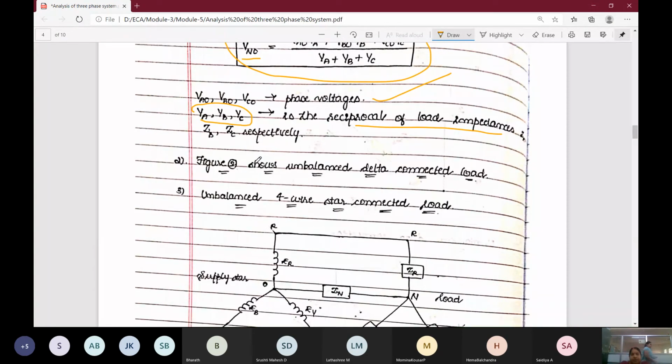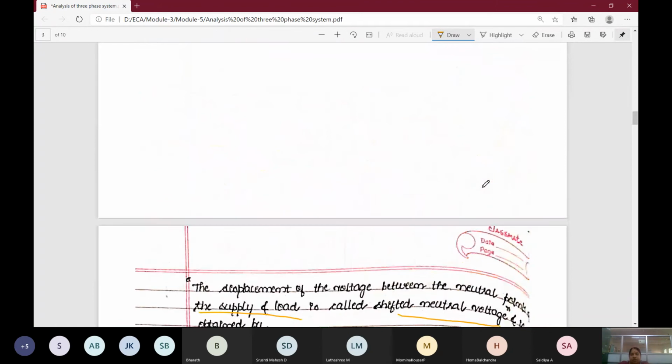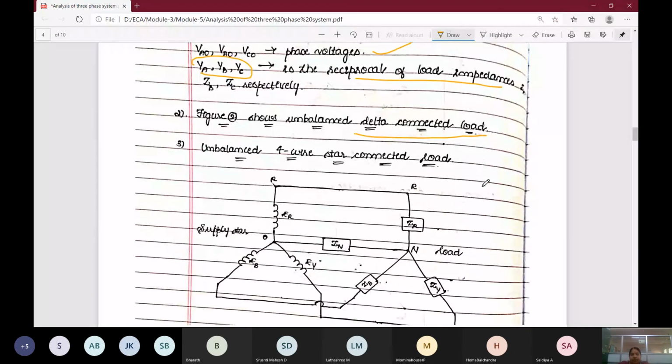That is the first point. Next, figure 2 shows the unbalanced delta connected load. I'll show you the figure at the end.